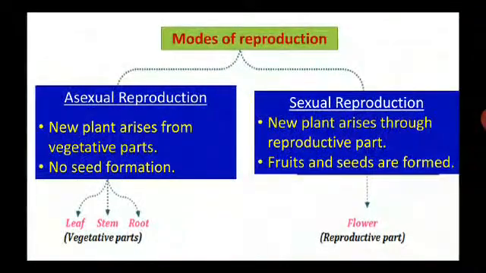The mode of reproduction. Asexual reproduction: a new plant arises from vegetative parts. No seed formation takes place. Vegetative parts are leaf, stem and root. Sexual reproduction: a new plant arises through the reproductive part. Fruits and seeds are formed. Flower is a reproductive part.